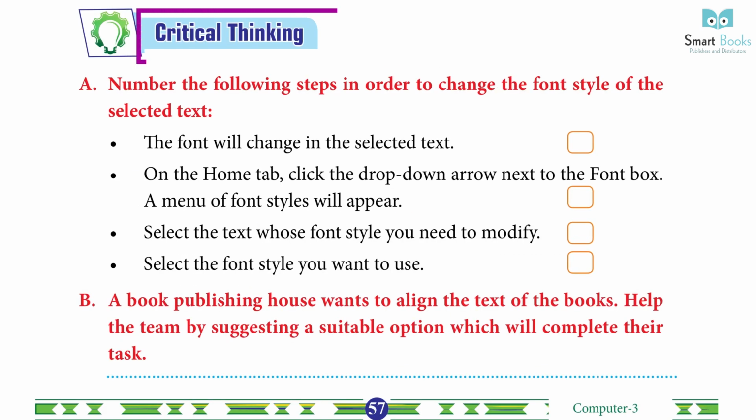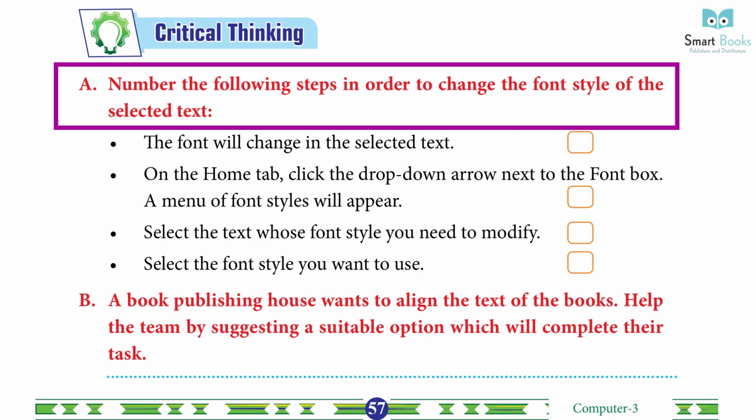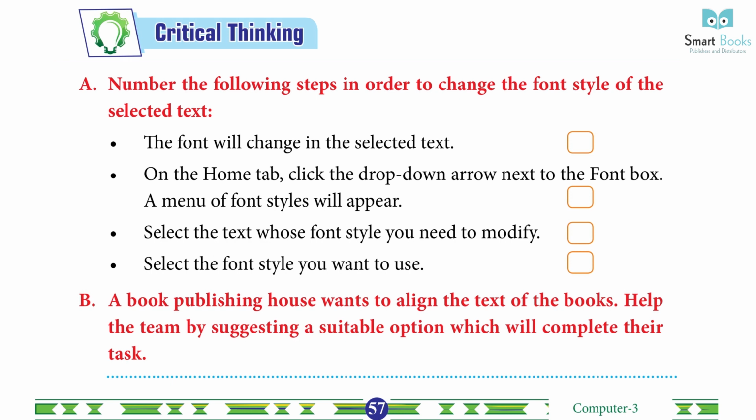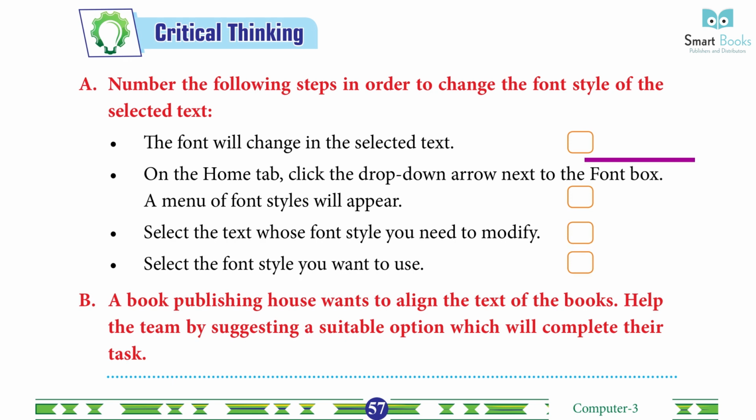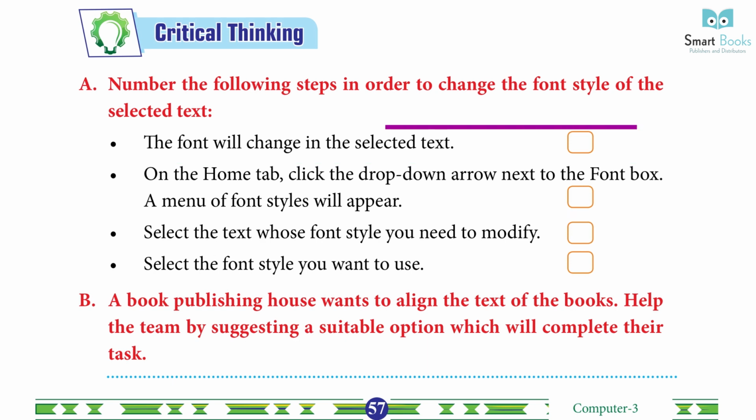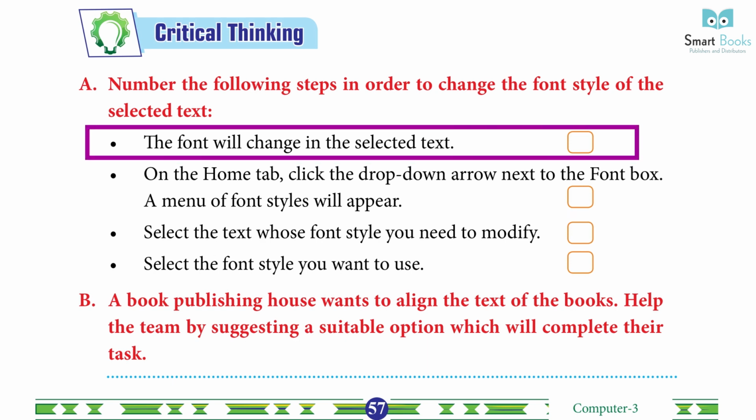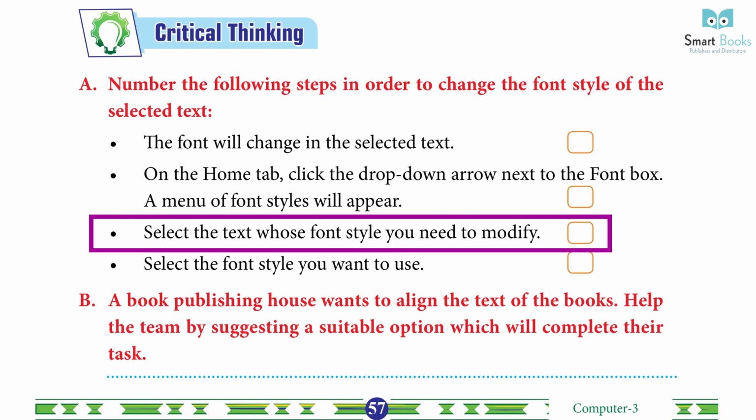Critical thinking. A. Number the following steps in order to change the font style of the selected text. Answer: 1. Select the font style you want to use. 2. On the Home tab, click the drop-down arrow next to the font box. A menu of font styles will appear. 3. The font will change in the selected text. 4. Select the text whose font style you need to modify.